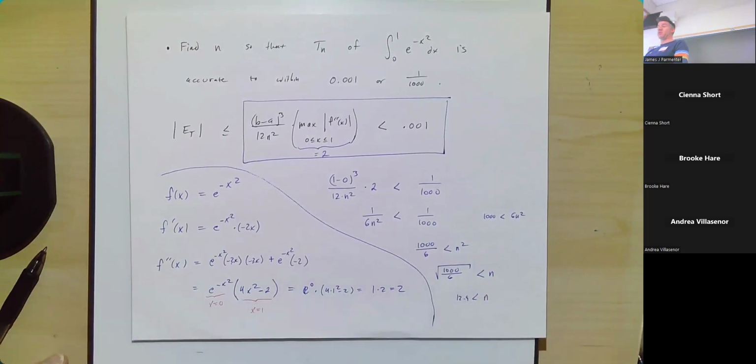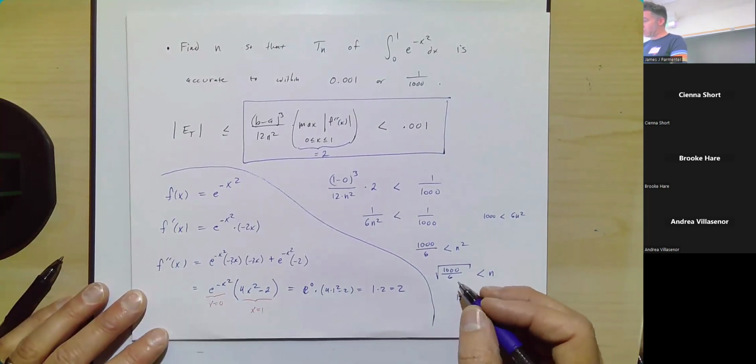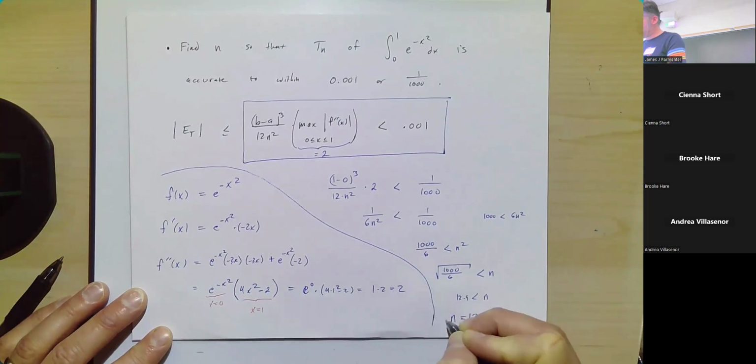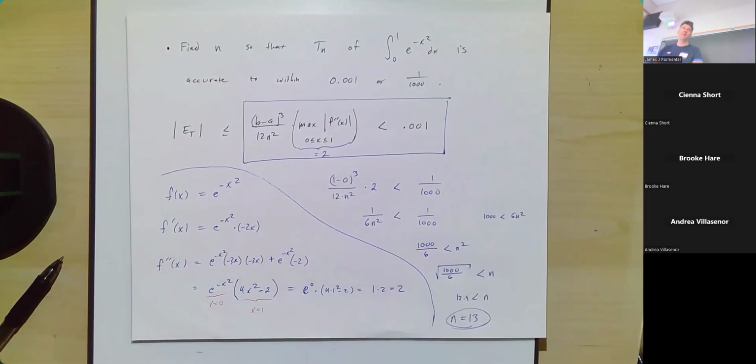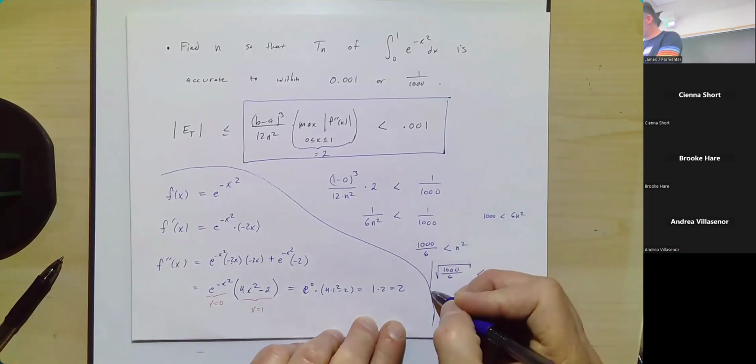So then we would say that n should be what? Not 12.9. You've got to bump it up to the next integer. So we're going to say that n has to be 13. So if n is 13 or larger, the estimate using 13 trapezoids will be accurate to within 0.001. That's the idea. But I would leave my answer like this.